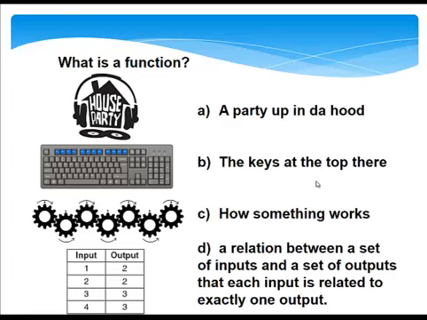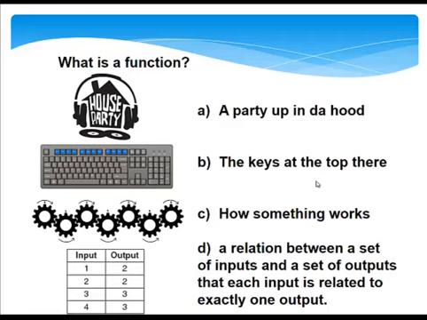Or is it a relation between a set of inputs and a set of outputs that each input is related to exactly one output? Well, in a sense, all of these are correct, but in the context of a math class, which one do you think would be the best answer? And of course, it would be D. So, what is all this saying? Because that's a textbook definition.